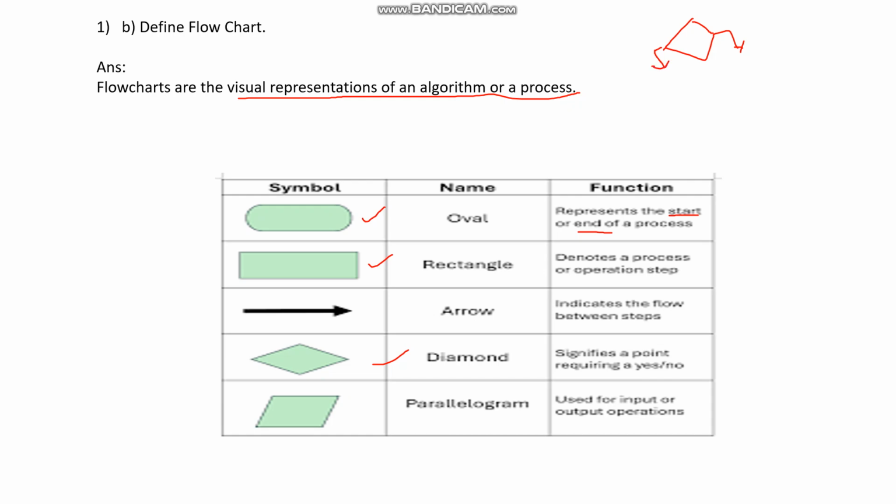The diamond symbol is used to decide which path we have to go. Come to the parallelogram, which is used to provide any input or output. If you want to display any data, meaning printf statements, those are written in the parallelogram. Scanf statements are also written in the parallelogram. So to take any input or output, we use the parallelogram. This is regarding the flowchart symbols.